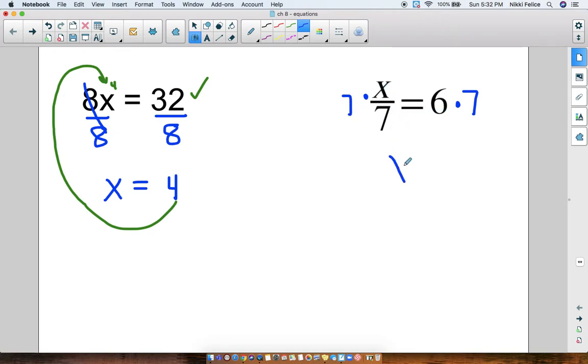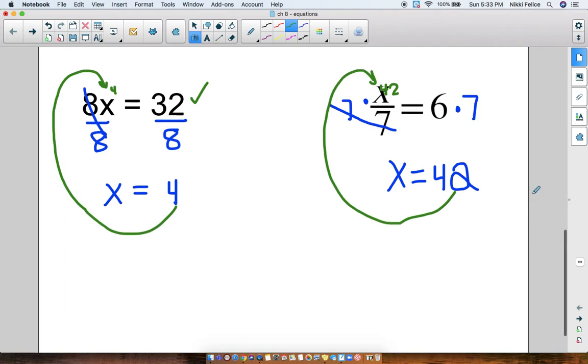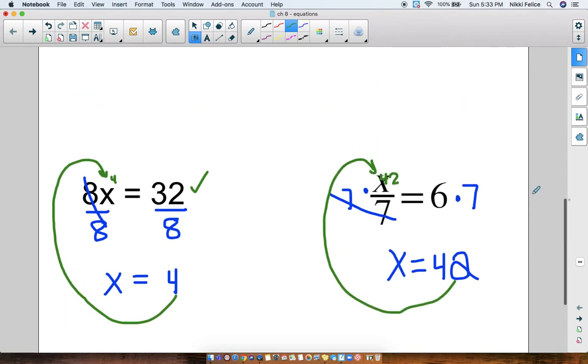So we're going to get that x equals times 7 and divide by 7. Those two things cancel out. So over here we do 6 times 7 and that equals 42. X equals 42. I know that's correct because I can plug 42 back in for x, and I can ask myself, is 42 divided by 7 equal to 6? Yes, it is. So this is how we do inverse operations to solve those equations to figure out what x equals.